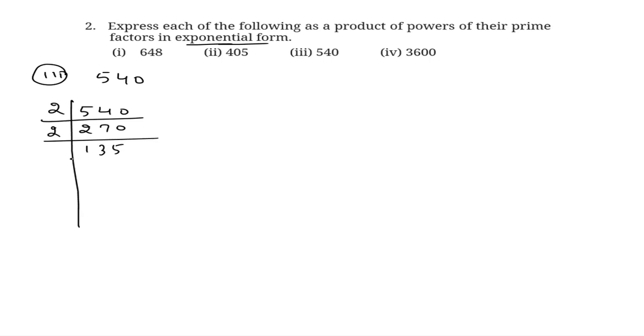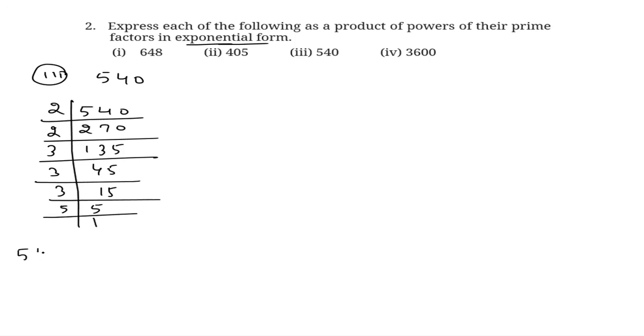2 times 135. Now we cannot use the 2 table here because 135 is an odd number. So now we will check the divisibility rule of 3. 1 plus 3 is 4, 4 plus 5 is 9. So it is divisible by 3. 3 times 45. Then 3 times 15. 3 times 5. And then 5 times 1.